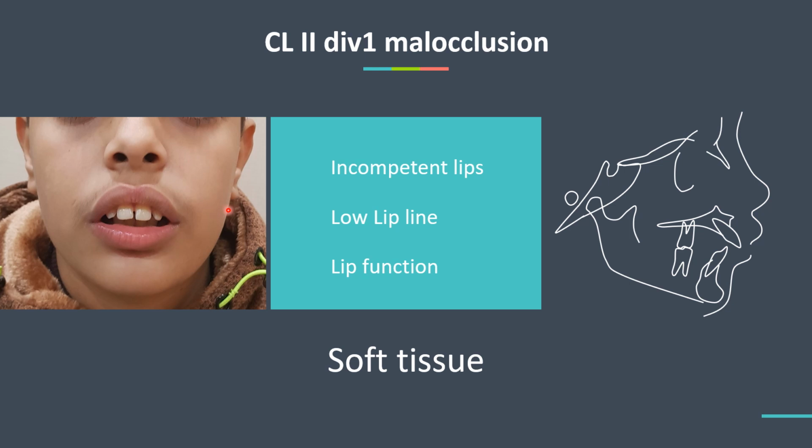While when the lower lip functions completely behind the upper incisors, in this case there is no effect of the lips on the upper incisors, and the proclination of the upper or maxillary incisors is due to the skeletal pattern only.